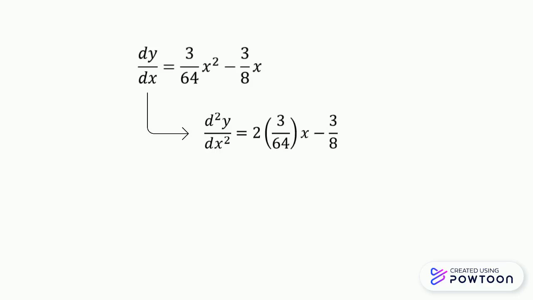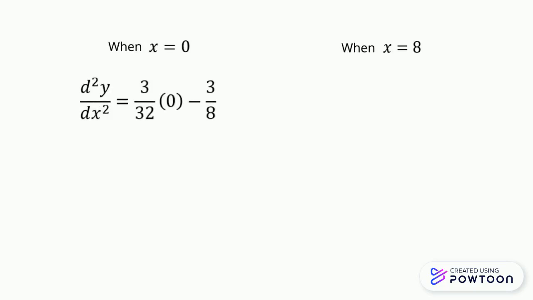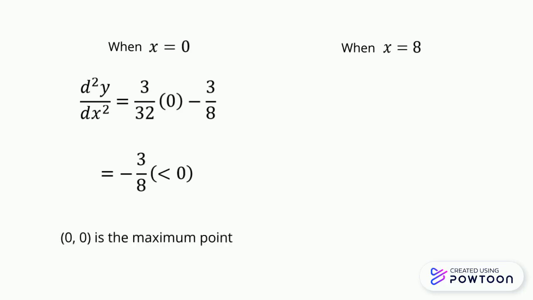So we take the first derivative that we found, and then we differentiate it again to get the second derivative. The second derivative should be d squared y over dx squared equals 3/32 x minus 3/8. With the second derivative, we substitute the values x equals 0 and x equals 8. When x equals 0, we substitute it in the second derivative and we get negative 3/8. Negative 3/8 is less than 0, so it is the maximum point.